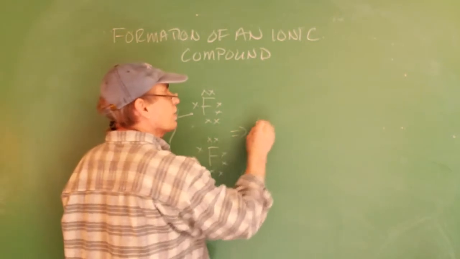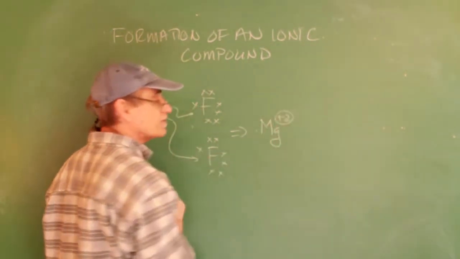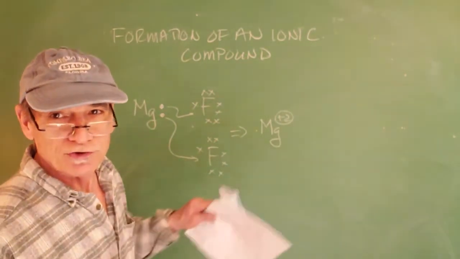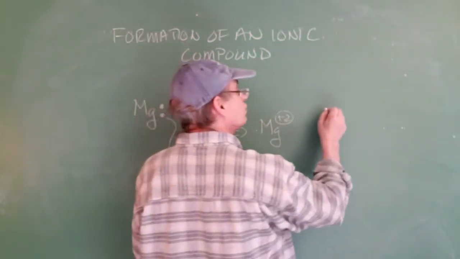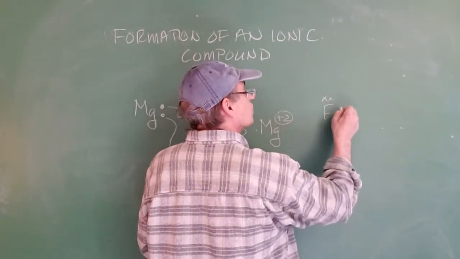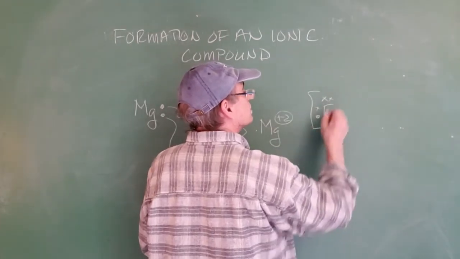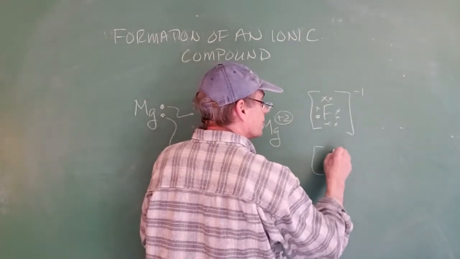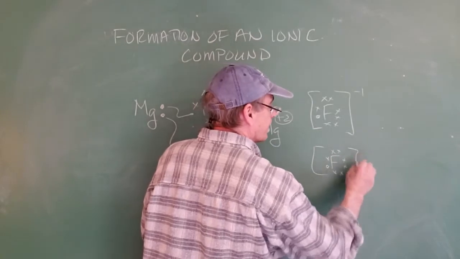So what we end up with is a magnesium with a plus 2 charge on it, having lost 2 of its valence electrons, again revealing an underlying shell that they don't show here that's filled with electrons, and we would have 2 fluorides, each one with their original 7, and a negative 1 charge to boot because they picked up the electron from the magnesium.